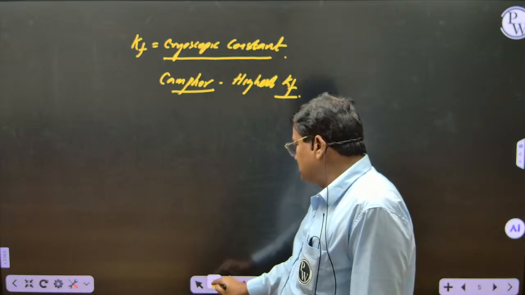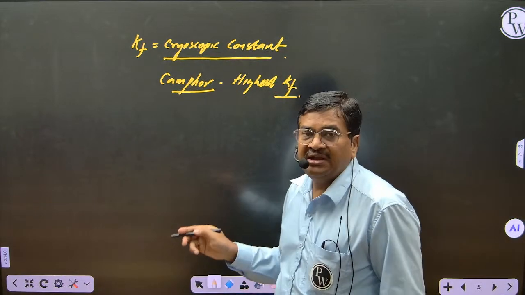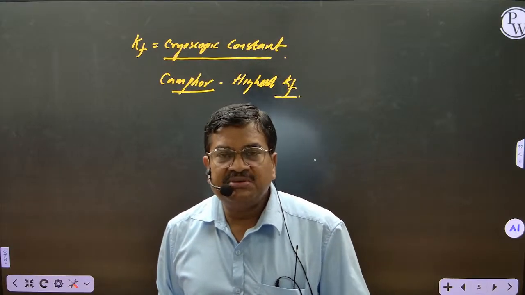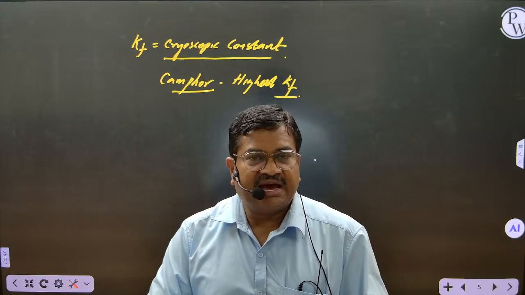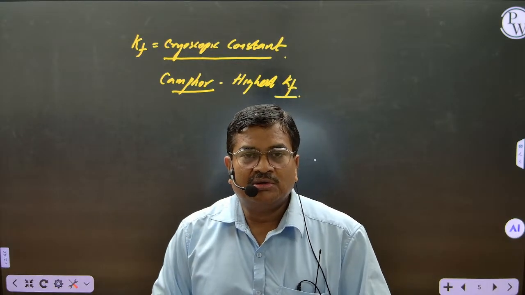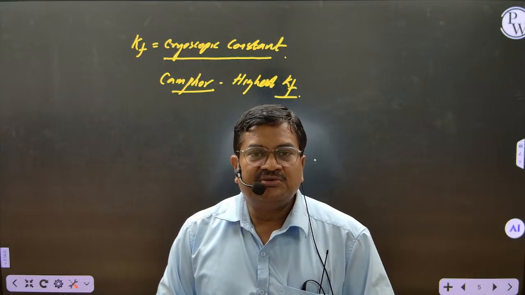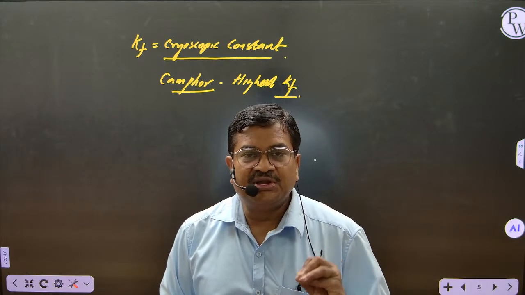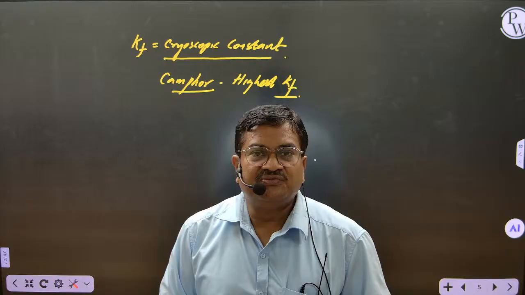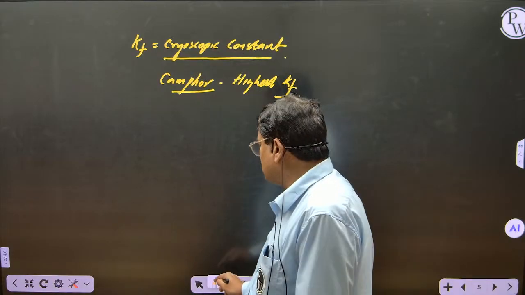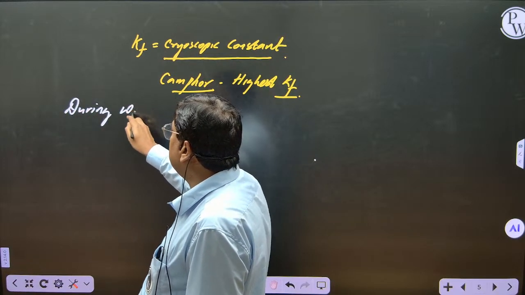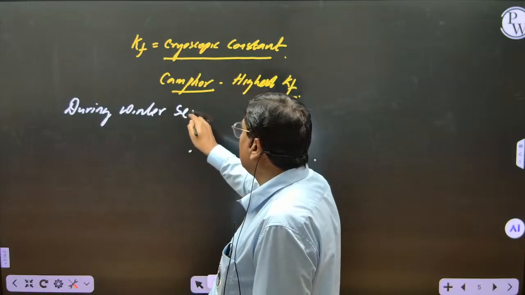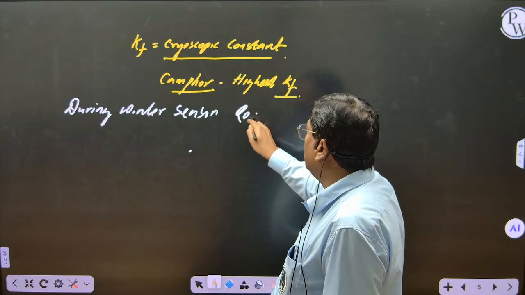And in NCERT there is one point mentioned: during winter season, you remember the roads will be sprinkled with sodium chloride. Remember, during winter season ice will be forming on the road, no? So to avoid the ice forming, they sprinkle sodium chloride. Sodium chloride decreases the freezing point and will not allow ice to form. So conceptually they ask you, make a note: during winter season, roads are sprinkled with sodium chloride.